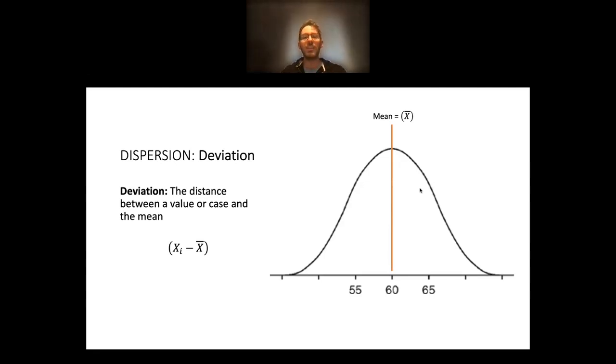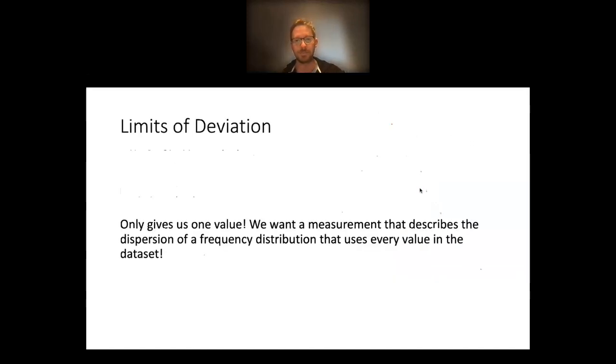And then, to get the deviation, you pick one of those cases. So in this case, we call a hypothetical case x of i, and you take x of i minus x bar, which is the mean, and that is the deviation. So the distance between that case and the mean. The problem is this only gives us one value, and we're trying to create a statistical measure that describes the entire dispersion of a frequency distribution.